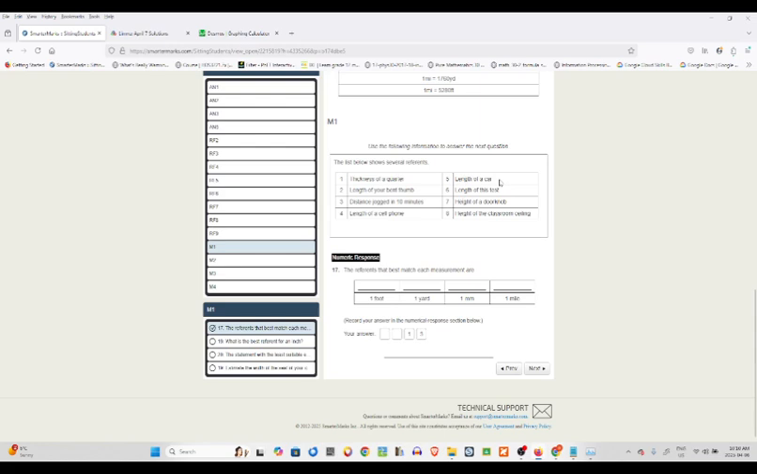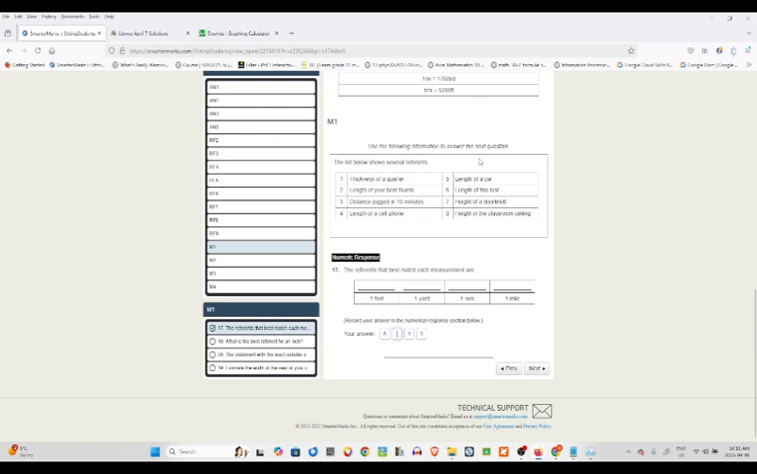The length of a car. That's too big for a yard, too small for a mile. Length of this test. That would probably be closer to a foot. We printed on 8.5 by 11 inch paper, even though we're in Canada. We use the US standard paper sizes. That's close to a foot. It's 11/12 of a foot.